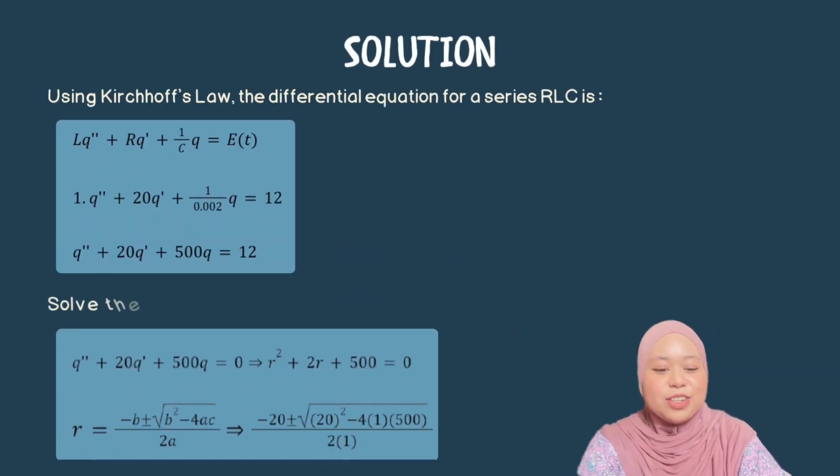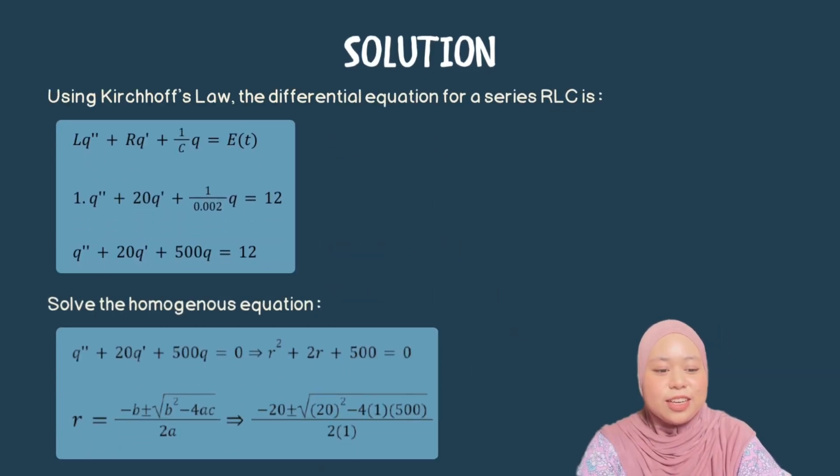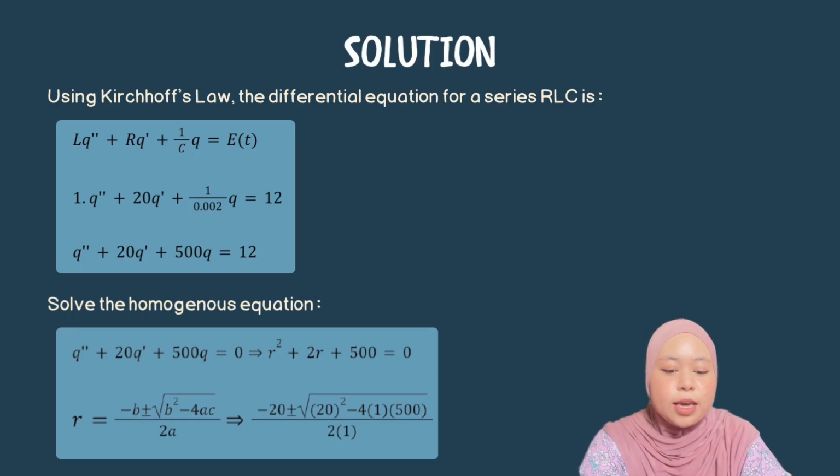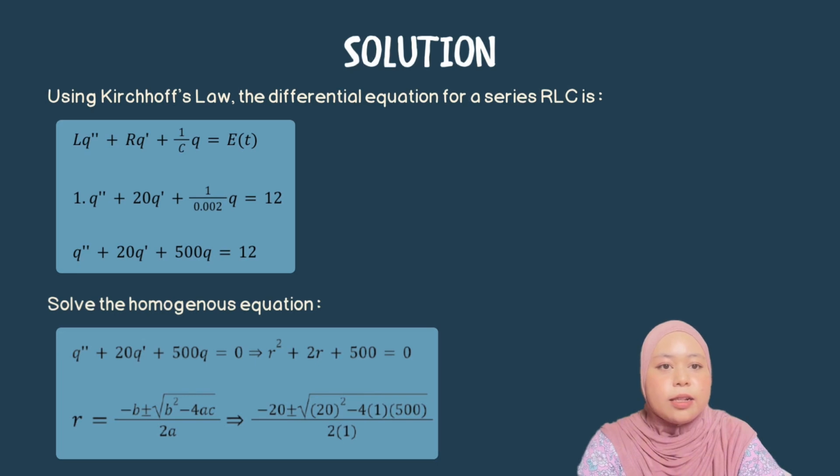By applying Kirchhoff's law to a series RLC circuit, we get a second order differential equation, which is LQ double prime plus RQ prime plus 1 over C Q equals E of t. In this case, we're given values L equals 1, R equals 20, and C equals 0.002, and E of t equals 12 volts. Plugging these in, we get Q double prime plus 20Q prime plus 500Q equals 12.